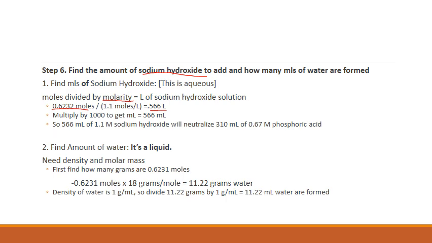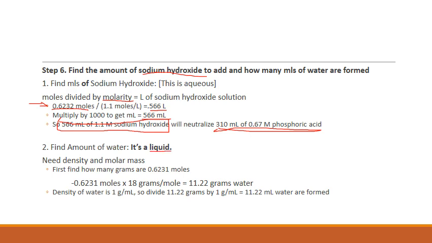We got this number from the previous slide. Then to change to mils, multiply by 1,000. So you'll need 566 milliliters of 1.1 molar sodium hydroxide to neutralize 310 mils of 0.67 molarity phosphoric acid. And then how much water are you going to form?